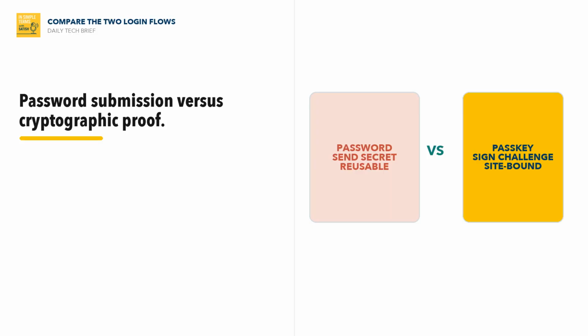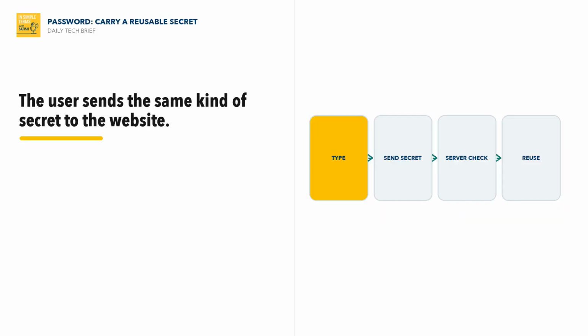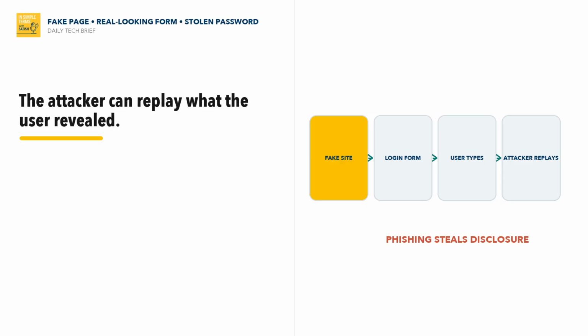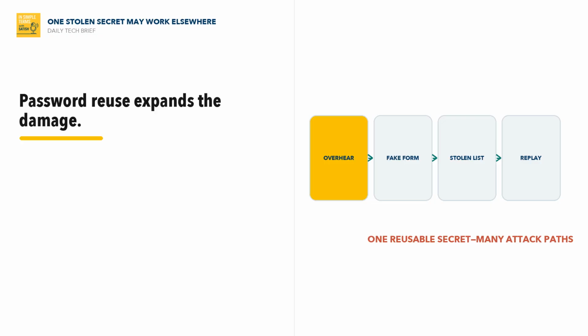Now back to the actual technical concept. With password login, the user carries a reusable secret to the website. That is why phishing works so well. A fake page can ask for the password and the user may type it in. If attackers steal the password database or trick the user, they can try that same secret somewhere else.